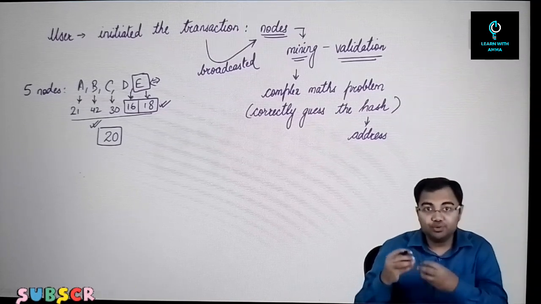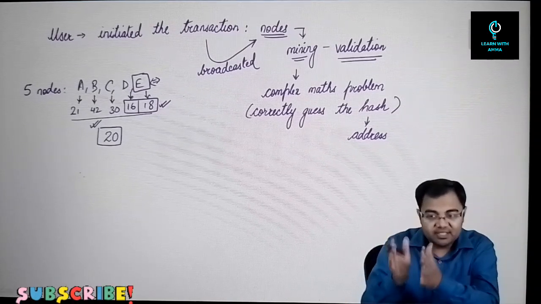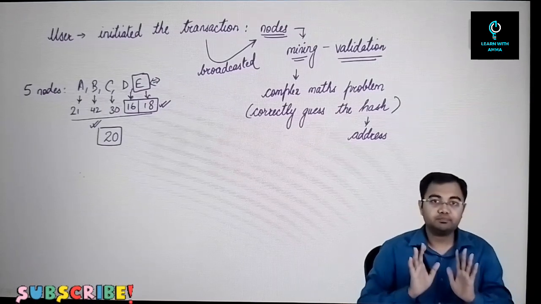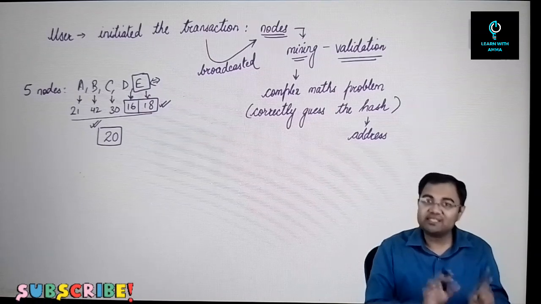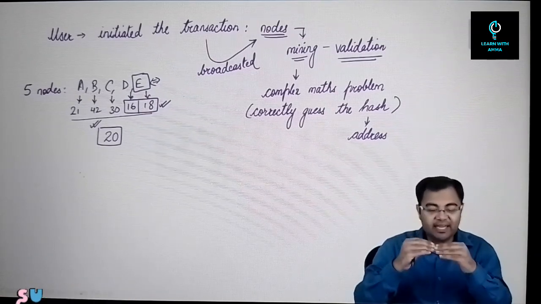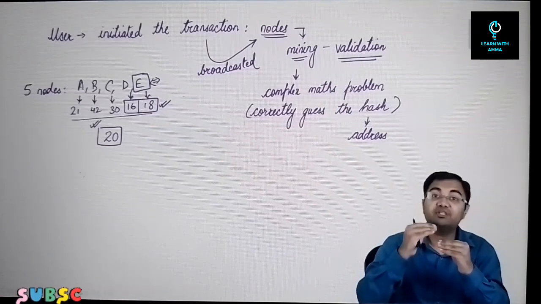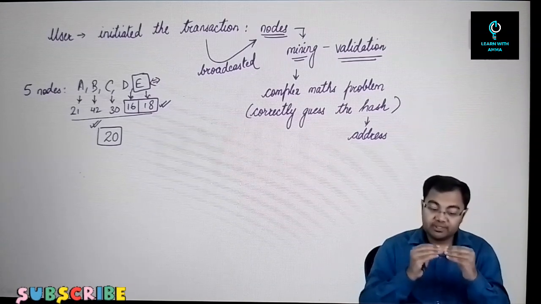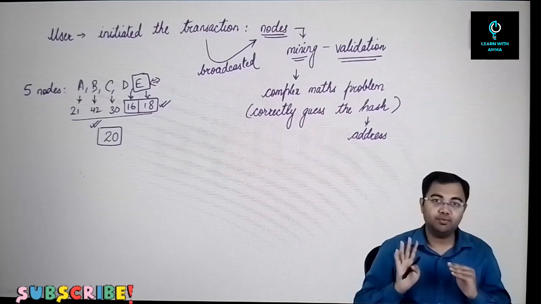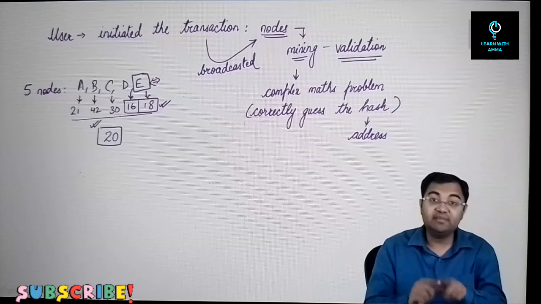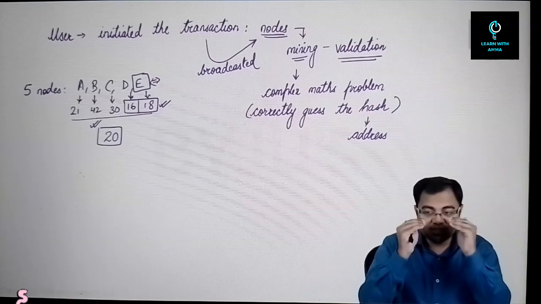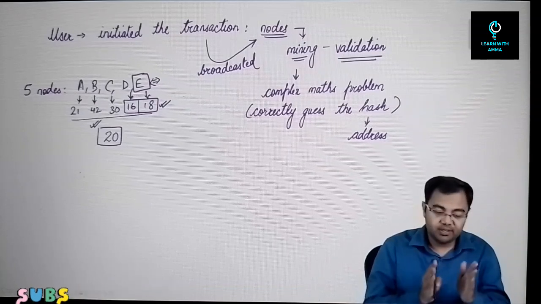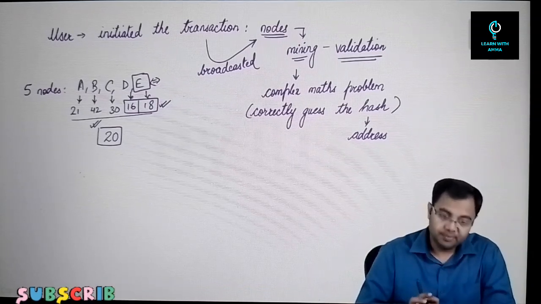So whatever was the user fee that you were paying, this user fee goes to E. Remember, it does not go to A. A is also close, but A has a number which is more than the original number. So that's why A will not get that reward. E will get the reward, because E has the closest smaller or equal number to the hash.